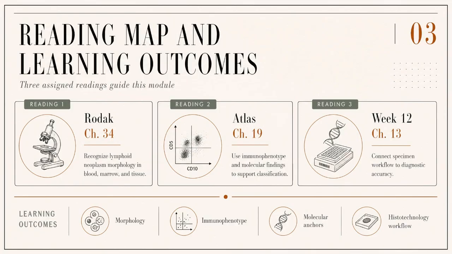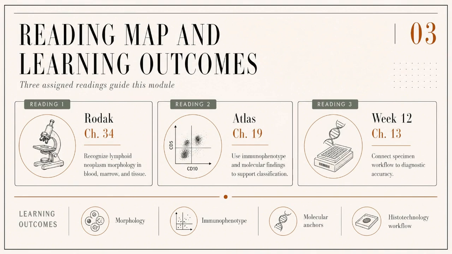Building on morphology, the second reading delves into immunophenotyping techniques, particularly flow cytometry and immunohistochemistry. These methods allow us to characterize the lineage and differentiation stage of lymphoid cells by detecting specific surface and intracellular markers. Understanding the expression patterns of markers such as CD19, CD20, CD5, CD10, and cyclin D1 is vital, as they help differentiate entities that may appear morphologically similar but have distinct clinical implications.